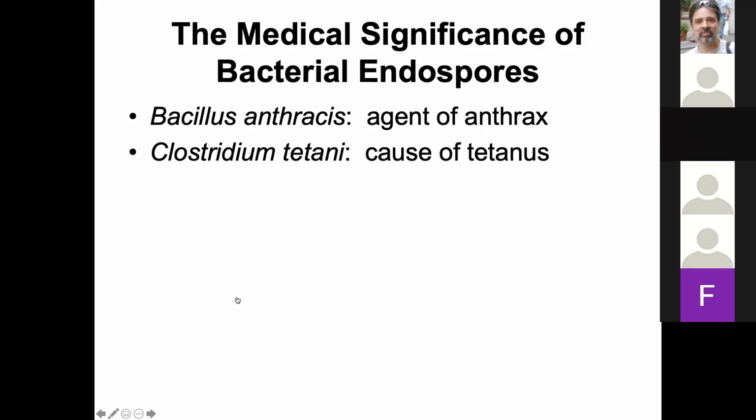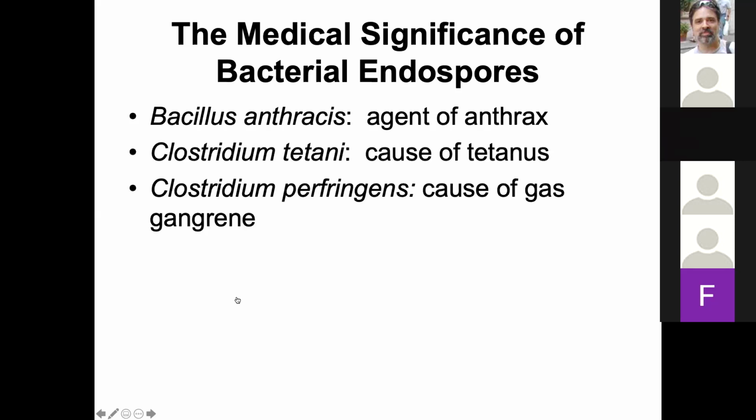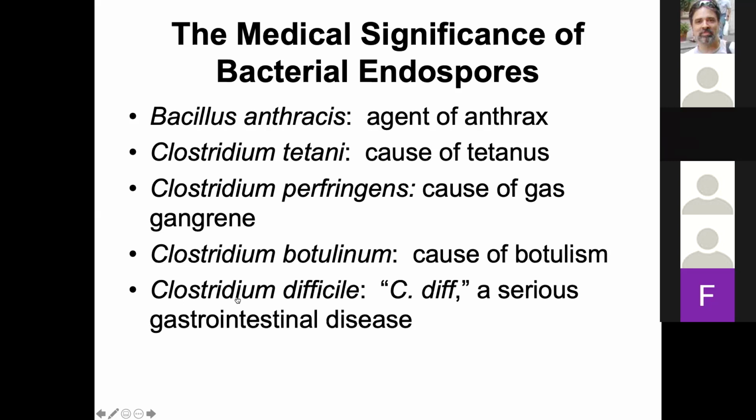So the idea behind the endospore is to survive difficult environmental conditions, right? Examples: Bacillus anthracis is the agent of anthrax. Clostridium tetani causes tetanus. Clostridium perfringens, gas gangrene. Botulinum, botulism. C. diff, GI disease, right? And all of these can sporulate, which means that they're much more difficult to get rid of, okay?